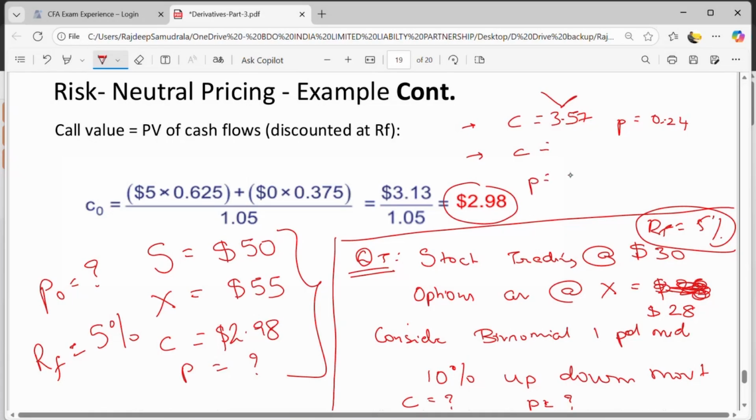So what's the probability you got? 1 plus 0.05 minus d, 0.9, correct? Upon 1.1 minus 0.9. So is it 1.05 minus 0.9, so 0.15 upon 0.2? So what is the probability you got, Kiran? Kiran, what's the probability of up and down movement?